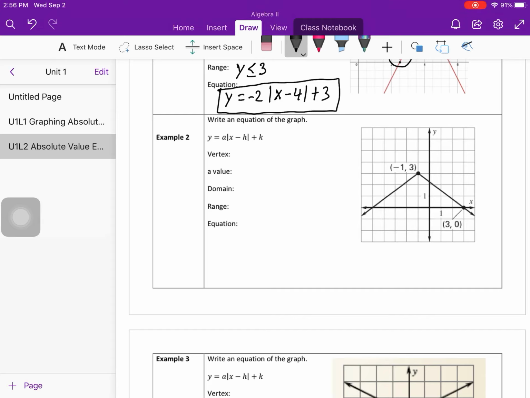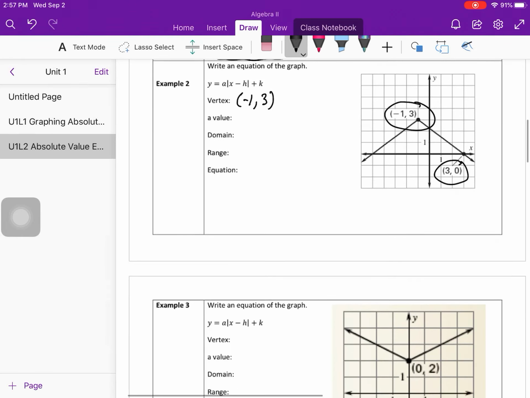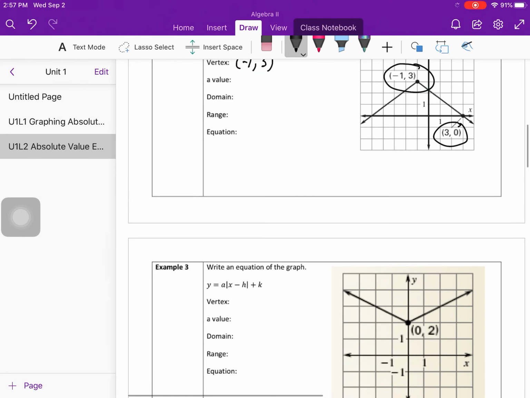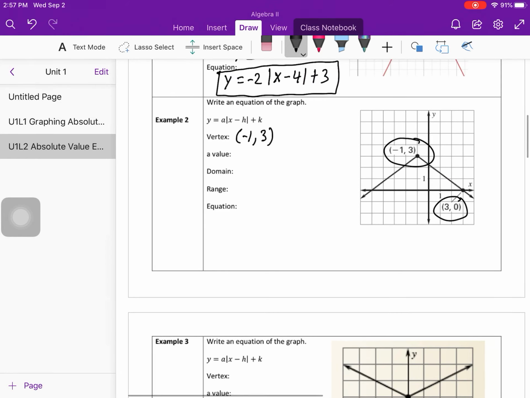Okay, the next part, write an equation of the graph here. So first things first, identify the vertex. We already got it, -1, 3. The a value. So this time, let's look at these 2 points right here. I always like to just count it out. When we are together, I'll show you another way, and I might do it in a later example of how you calculate slope. But it's rise over run.